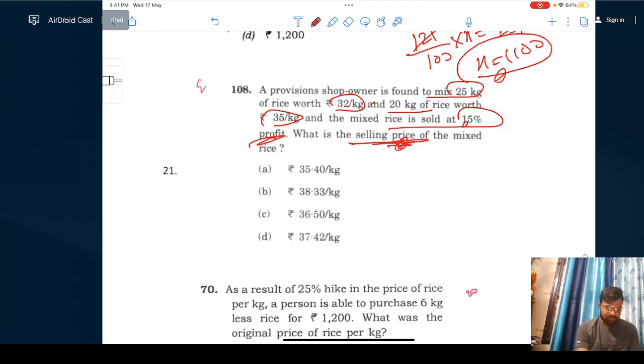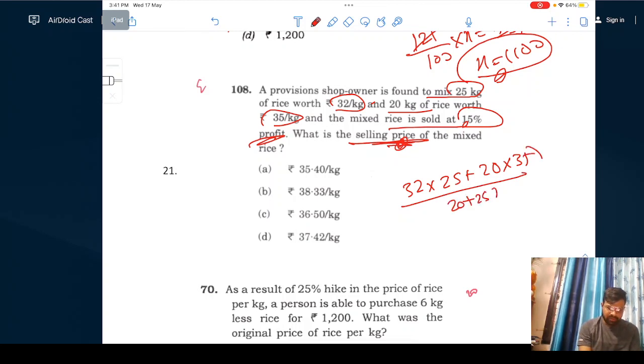Okay, so the average price of this quantity will become 32 into 25 plus 20 into 35, upon 20 plus 25. This will become the average price. This is sold at 15% profit. That means 115 by 100. This you have to find.